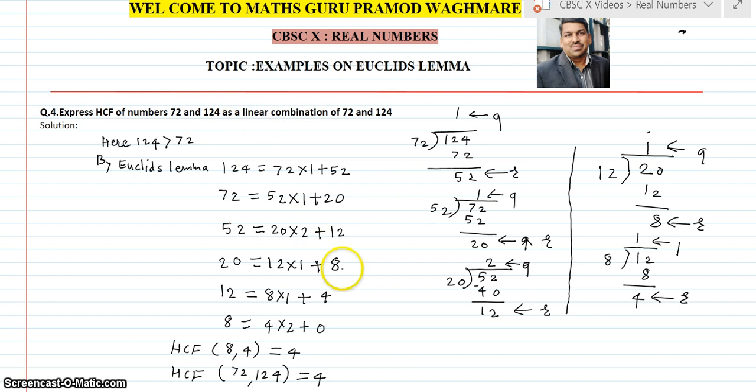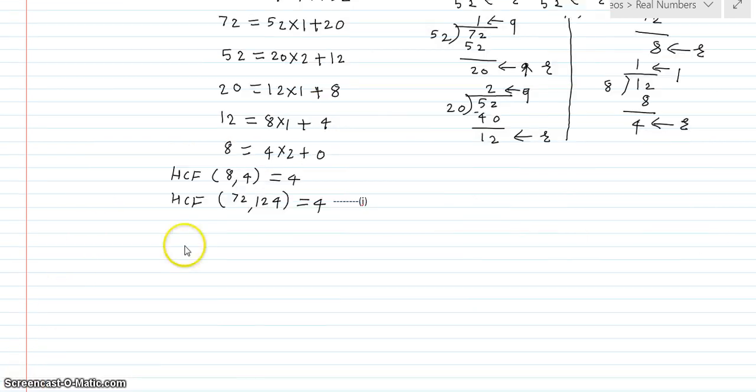Now we have to express this HCF as a linear combination of 72 and 124. So let us see. To express this HCF as a linear combination of 72 and 124, we write by equation 1, by this equation 1, we can write 4 is equal to what?